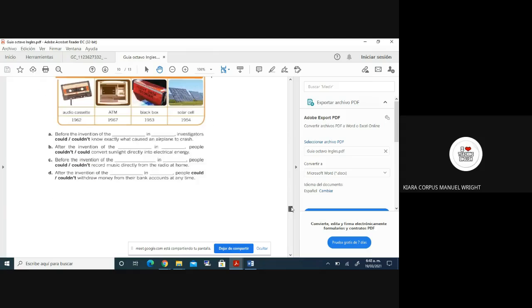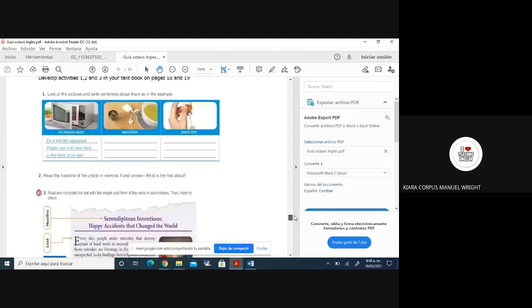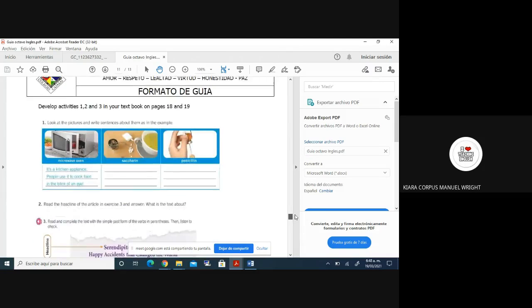Okay, and activity number 8, which is the last activity. We have two activities. Develop activities 1 and 2 and 3 in your textbook on pages 18 and 19. So we have here, look at the pictures and write sentences about them as in the example. So these are 3 inventions. You're going to write something about it, something very short, following this example.